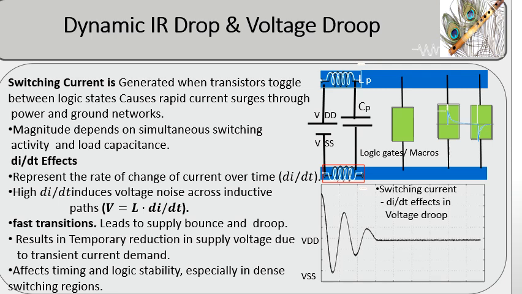in the supply voltage. The relationship V equals L times di/dt explains how inductance generates voltage noise during fast switching transitions. The severity of voltage droop depends on switching activity, load capacitance, and the impedance of the power delivery network. Excessive voltage droop increases gate delay, reduces timing margins, and may cause logic failures in heavily switching regions. Therefore, dynamic IR drop is minimized using a robust PDN, decoupling capacitors, low impedance routing, and controlled switching activity.